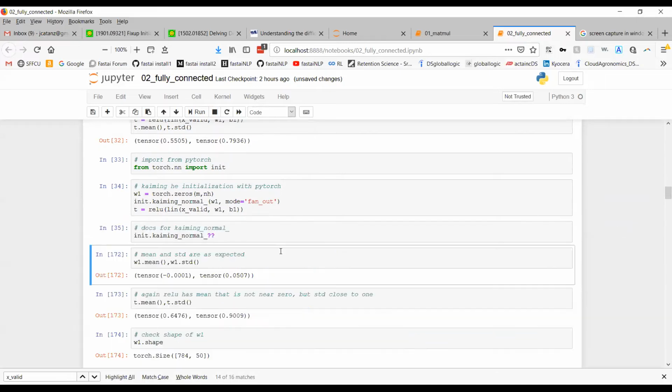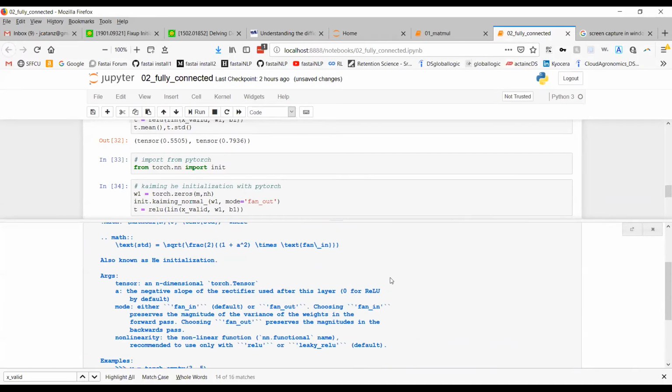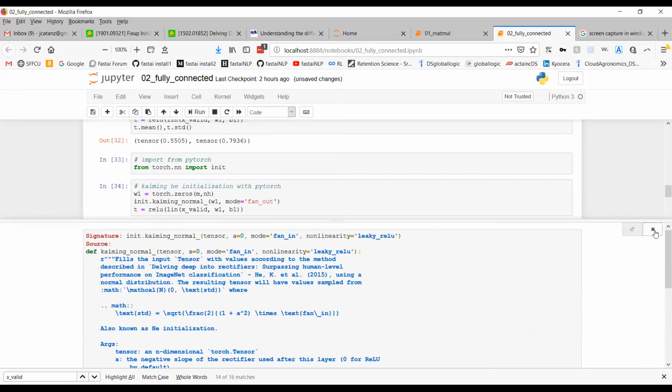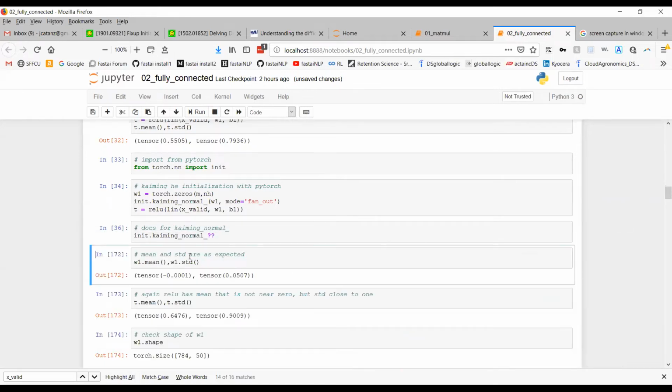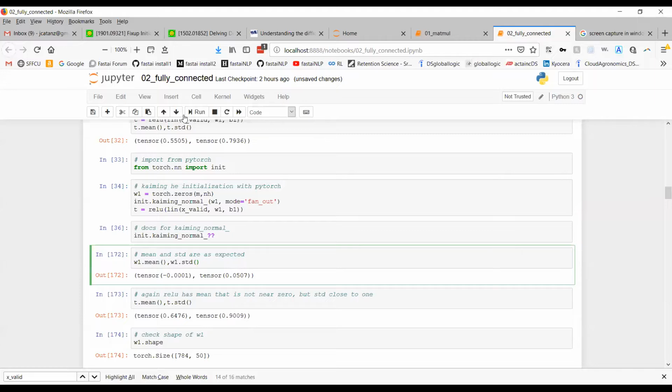I won't stop there though. And then this is the documentation for kaiming normal. So you can actually investigate what that function does. In any case, we have just initialized with PyTorch, and now we can look at the mean and standard deviation and find that it's about the same as what we had with our own version.